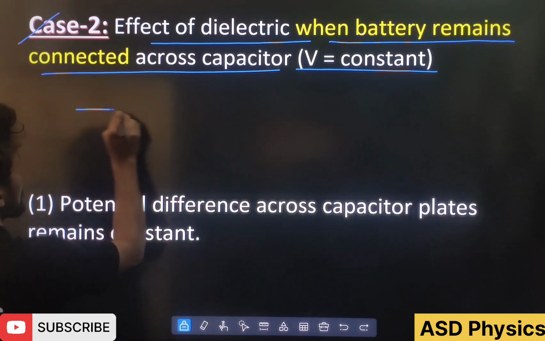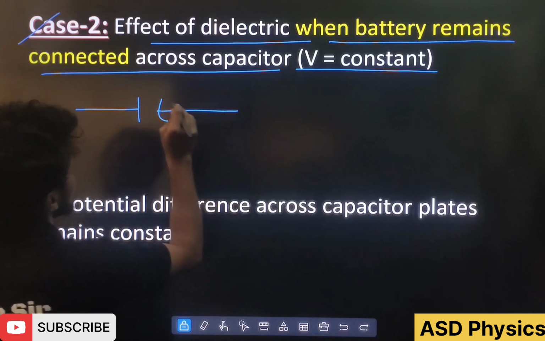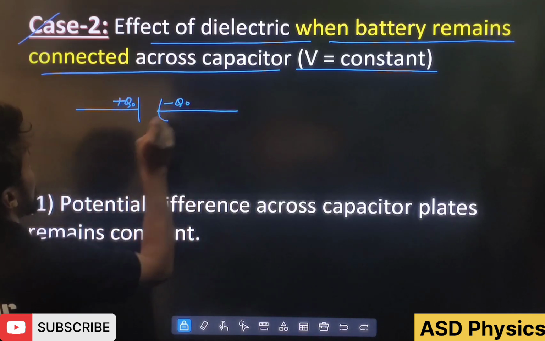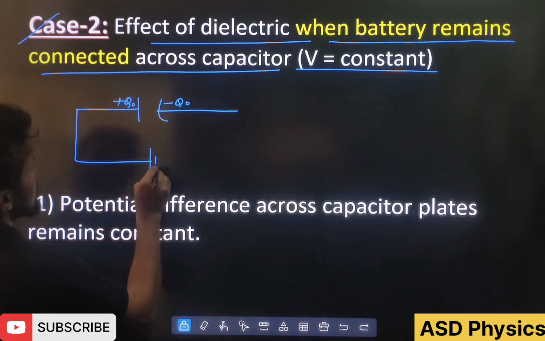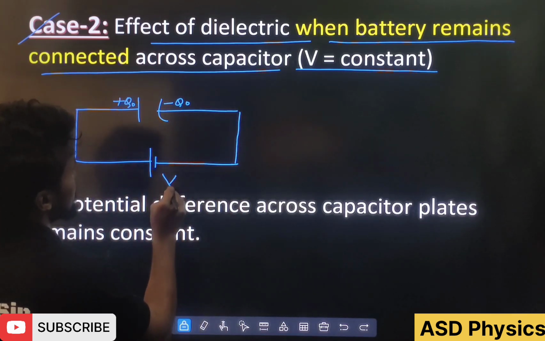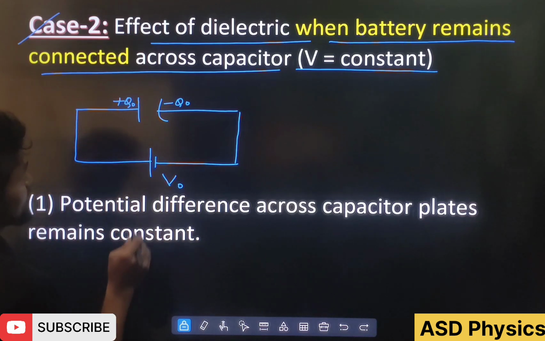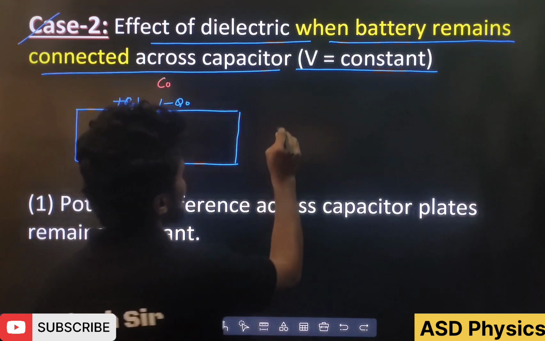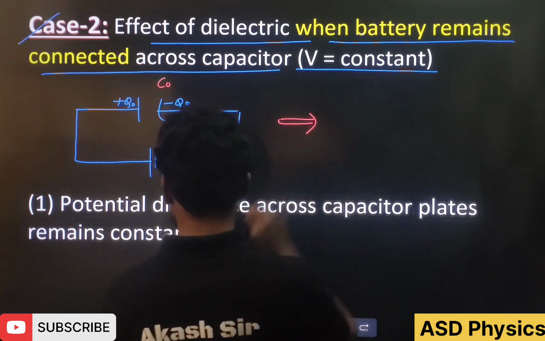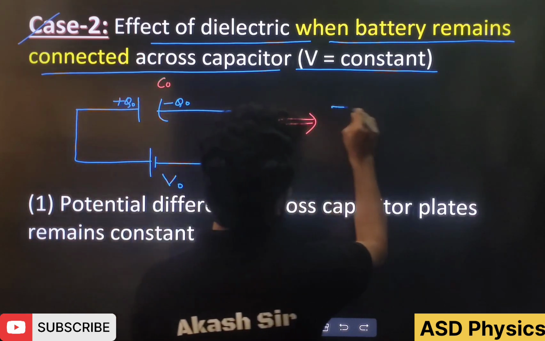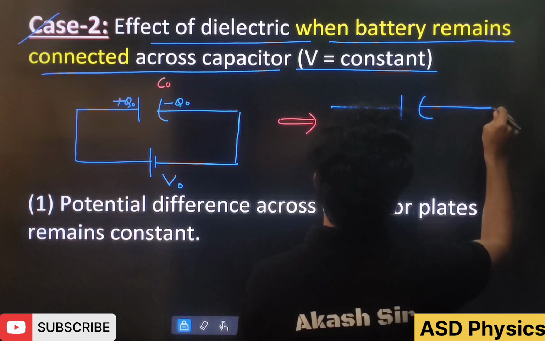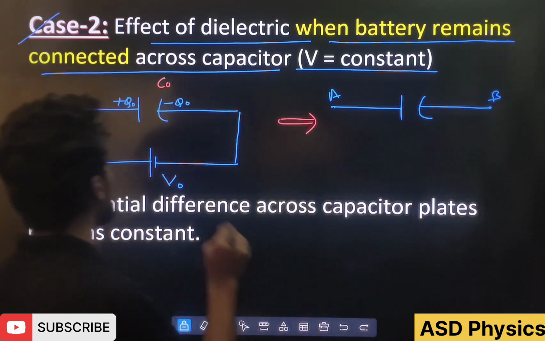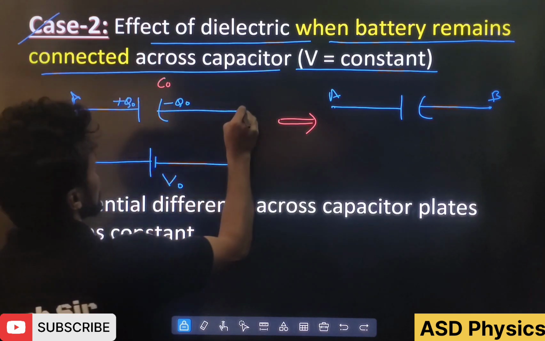So students, if I draw here, this is the capacitor. How much charge is there initially? Plus Q naught, minus Q naught. And here the battery is connected, V naught. And its capacitance, let's take the capacitance is C naught. After that, we are going to insert the dielectric. Let's take this as terminal A and B, because the terminal is very, very important. And here also I have taken terminal A and B.